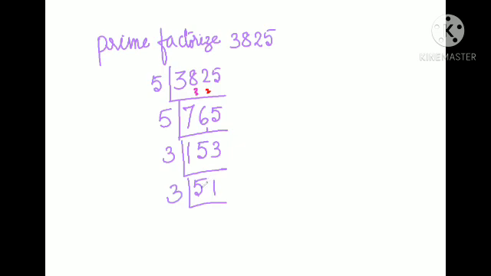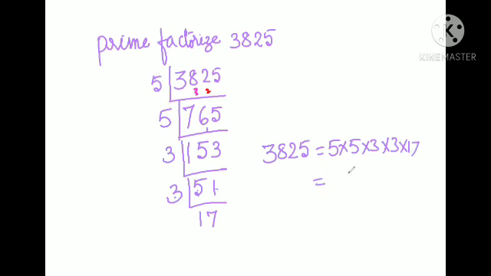How can we identify? 5 plus 1 plus 6, and 6 is divisible by 3. So that's why 51 is divisible by 3. 3 1 is 3, 21 is 3 7 is 21. Now 3825 can be written as 5 into 5 into 3 into 3 into 17.